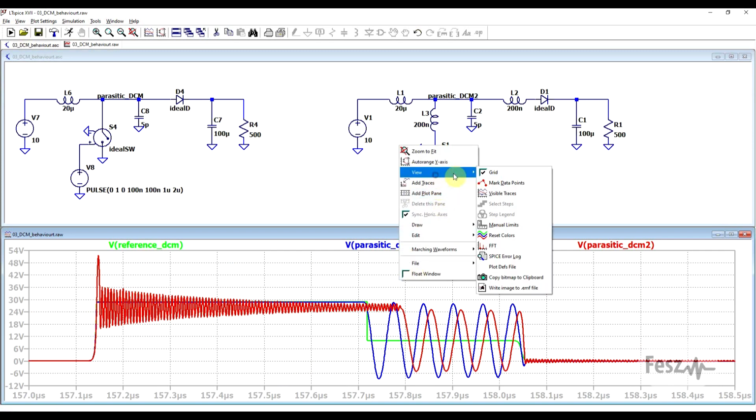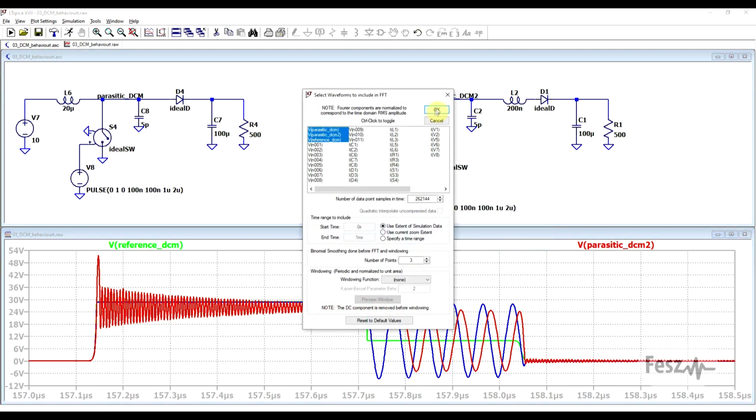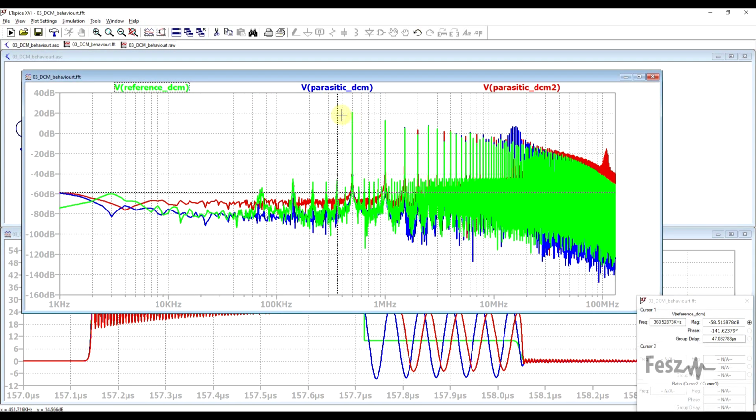Now, when we look at the FFT spectrum of these waveforms, starting from the reference in green, when we add in the oscillation, we get a peak appearing at around 15 MHz, and then when we also add in the other parasitics, we get an extra peak appearing from the ringing at a much higher frequency. So in reality, you can have both of these at the same time.